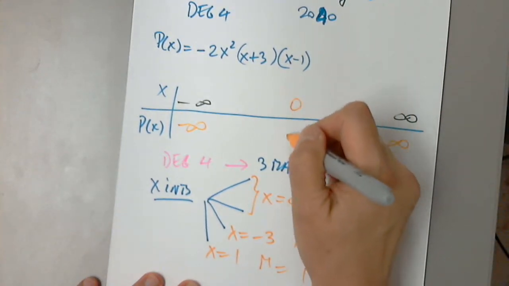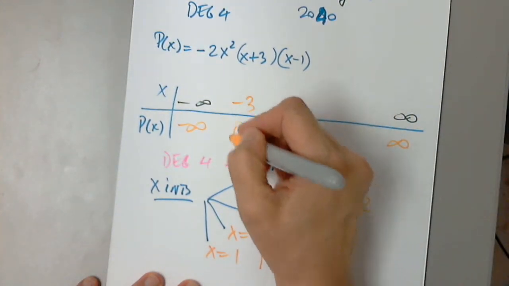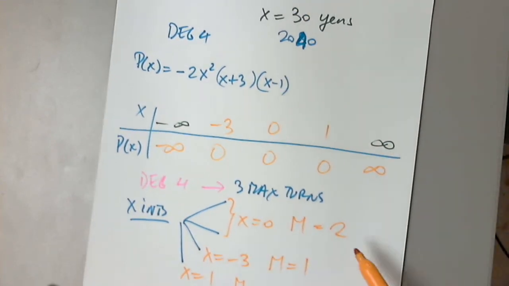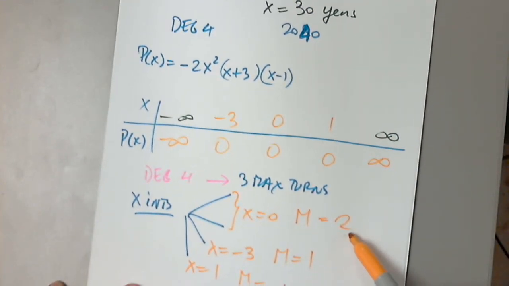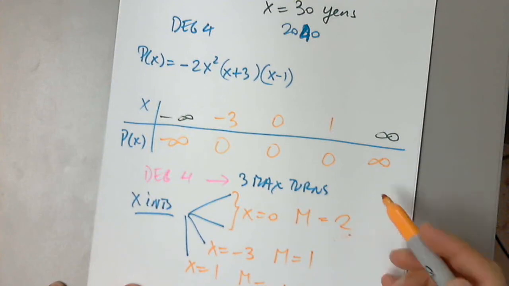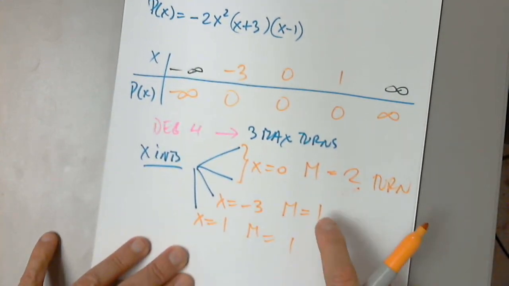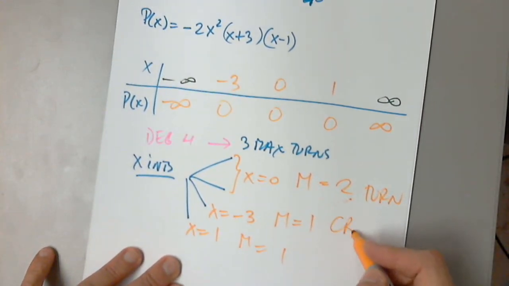So 0, 0, -3, 0, 1, 0. What do I write for multiplicity 2? What is this? Very good. What is this and this? Cross. Regular cross.